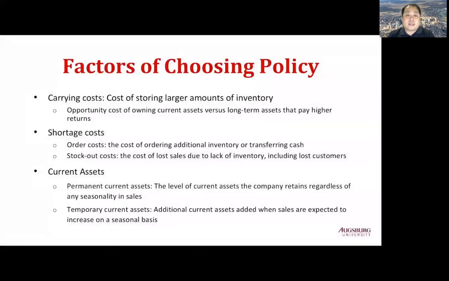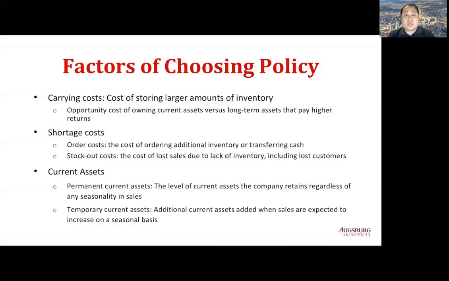Which one is good for us? We need to consider several factors. If we hold a high level of inventories, carrying costs occur, including opportunity costs of having current assets versus investing in long-term assets. However, if we hold a low level of inventories, shortage costs may occur. We need to order additional inventories more often, generating order costs. If inventories are out of stock, we may lose customers and sales, generating stock-out cost.